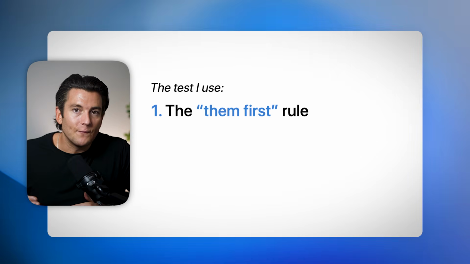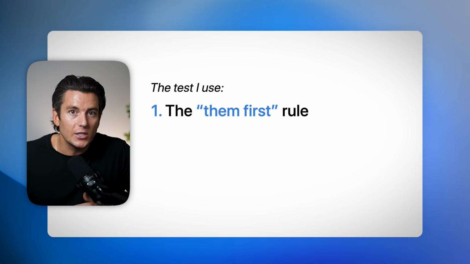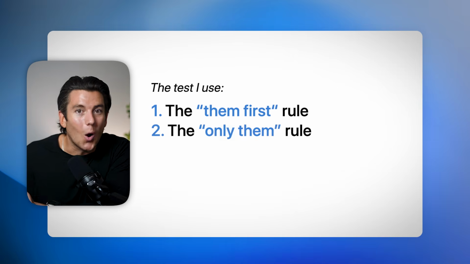Part one is the them-first rule. Your prospect's company or situation should be mentioned before your company is even mentioned. If you talk about yourself before you talk about them, you've already lost because you're irrelevant. Part number two is the only-them test. Ask yourself, could this sentence apply to 1,000 other companies? If yes, it's too generic. You need to rewrite it. And if no, you've got a good personalized line.